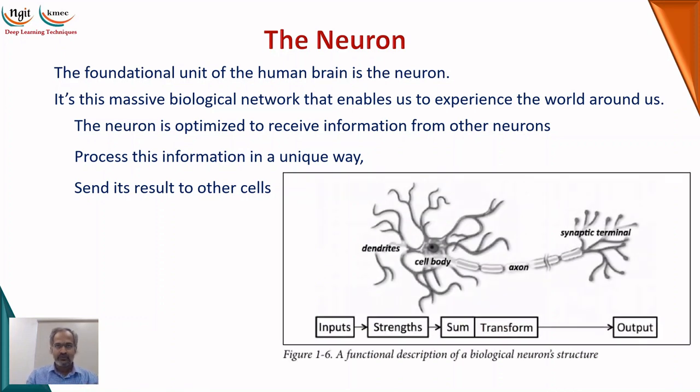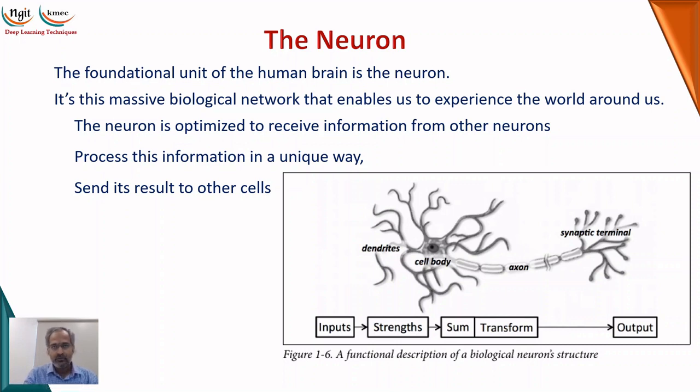Here you can see this is a neuron. In this neuron, the dendrites have the inputs. They will take the inputs, and in the cell body they will be strengthened, summed and transformed, and then it will be produced as the output using the axon. This is the basic structure of the human brain neuron.